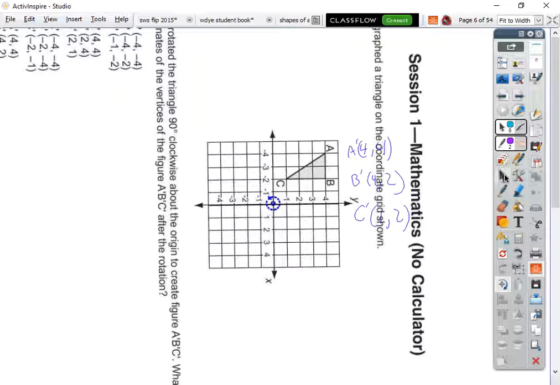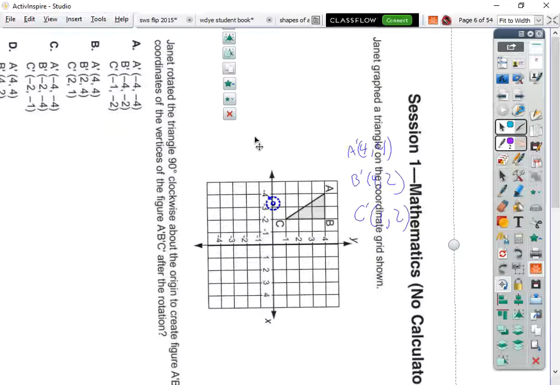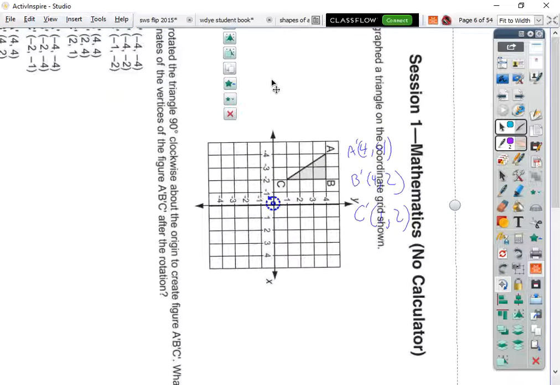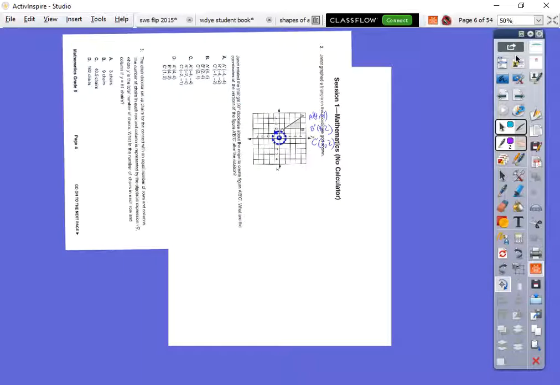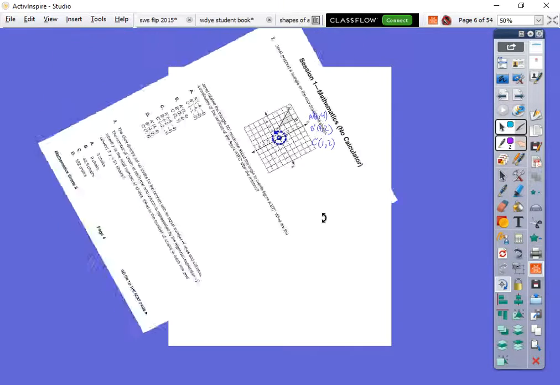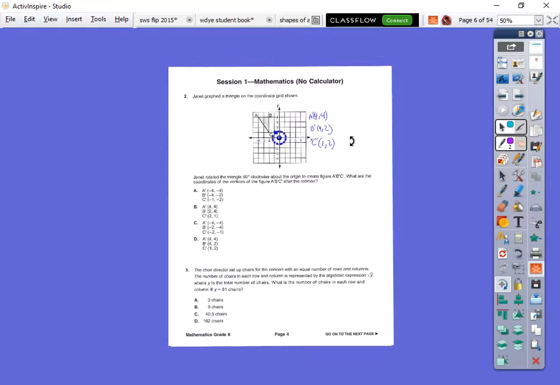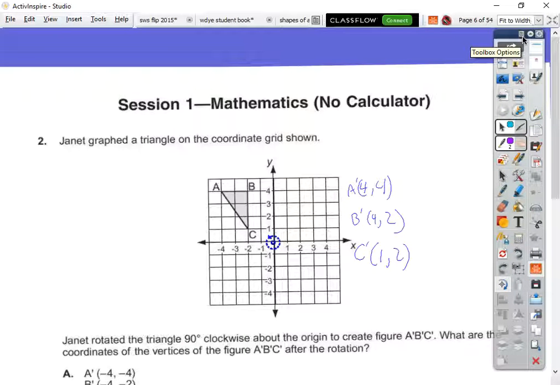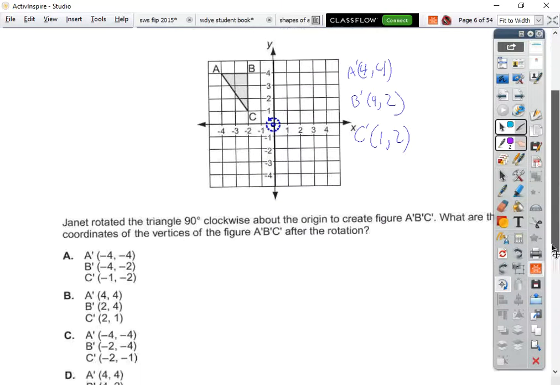So let's rotate this paper back. No, it's not going to do it. How obnoxious. So you would have an easier time of this because you are able to just rotate the paper. So I rotated it back, and so let's see what the question's asking.